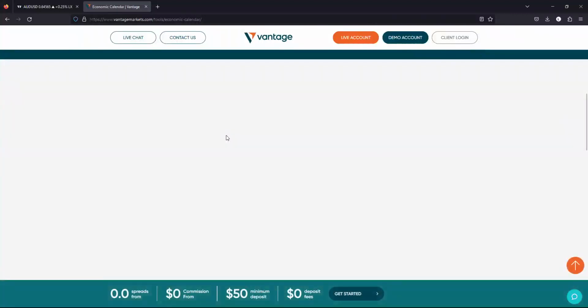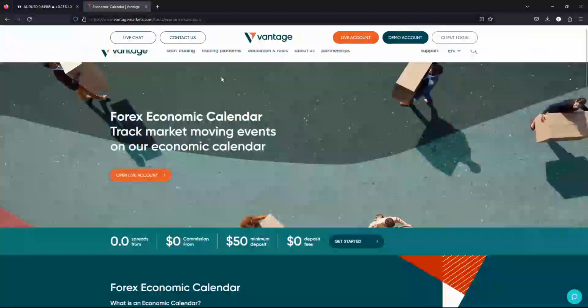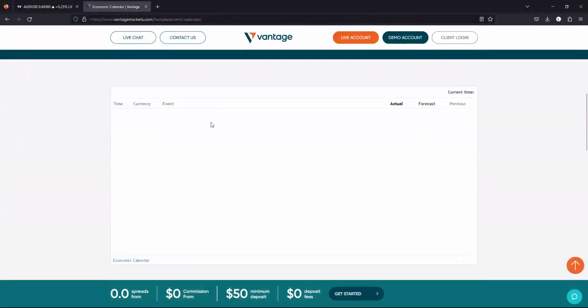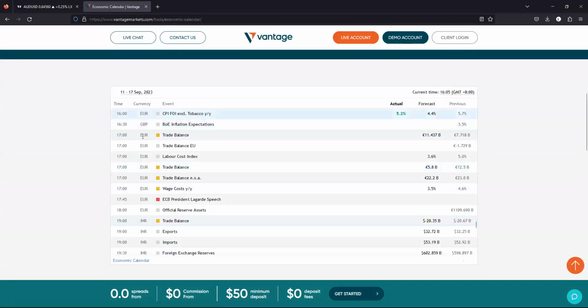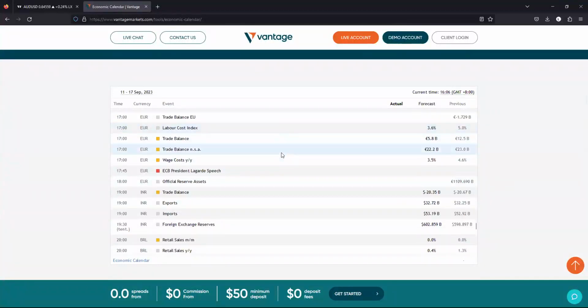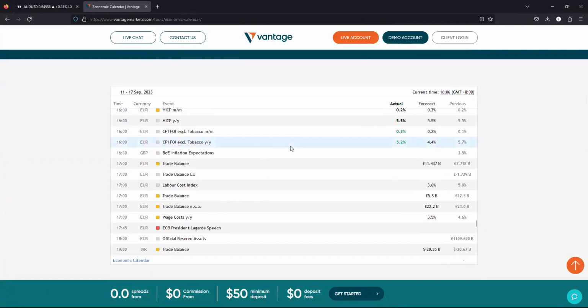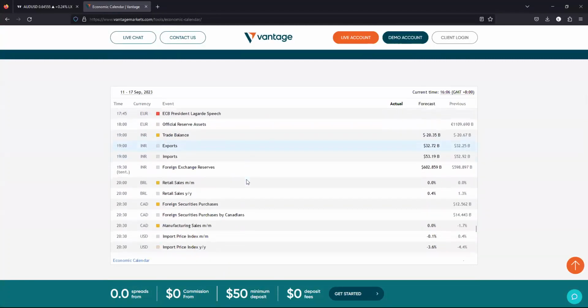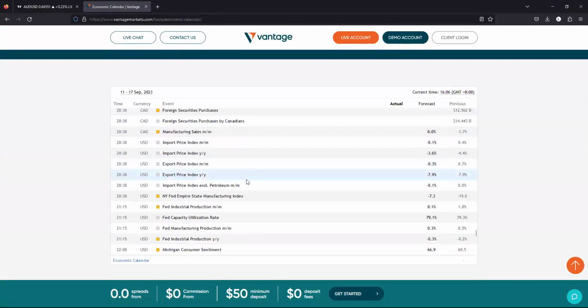It's taking a while to load, but you can see that this is the economic calendar. It shows the currencies that are involved, and at the same time the impact of the events. The ones in red and orange are the ones with high and medium impact. You can see the upcoming key economic events would be mainly surrounding the euro for this week.